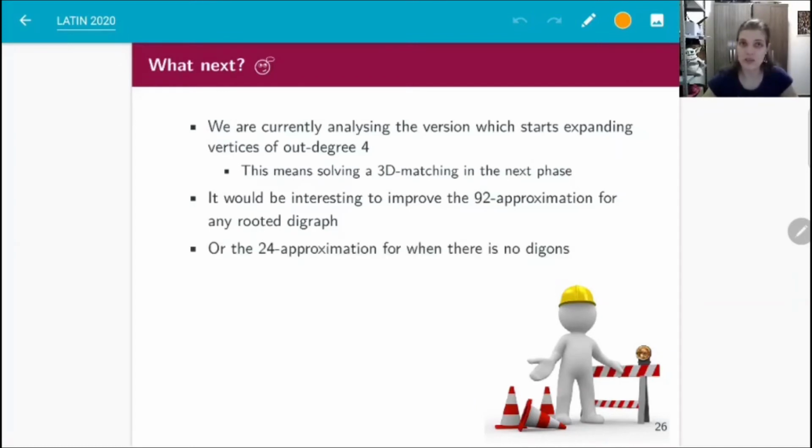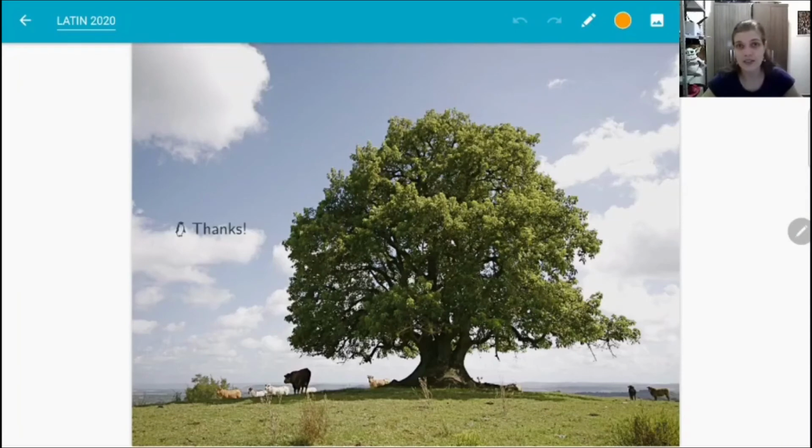Even if we could improve the 2.4 approximation when there are no DAGs, I think it would also be a really nice result. And there is a 2 approximation for graphs. Okay, so we have no orientation now. The connection phase is simpler to obtain. But this is a 20-year-old result, which would be really interesting to improve. And that's it. Thank you very much for your attention.